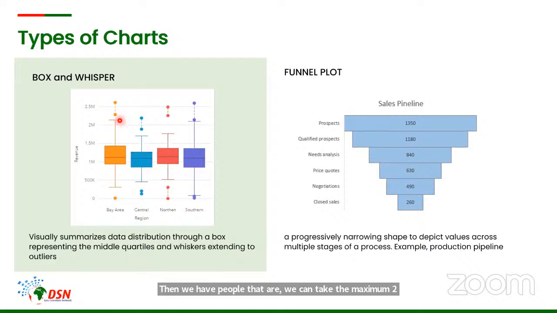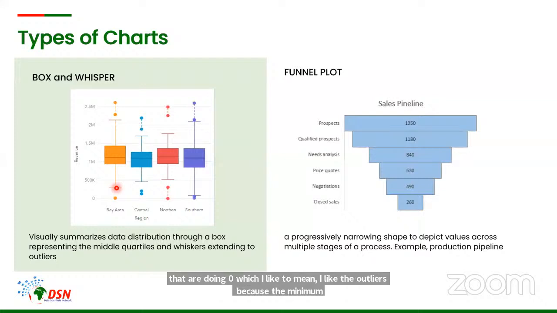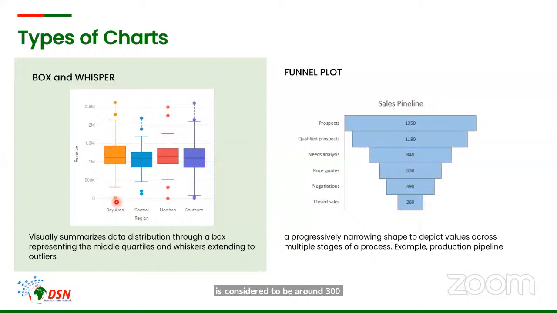If you have a maximum, and maybe let's say this is the revenue, there are some people that are doing very, very good and they shoot above the threshold. They are considered as outliers. Those are the ones that are doing like 2.8 million and the likes. And then there are also people that are doing zero, who are outliers too, because the minimum is considered to be around 300K. So those people that are doing zero are outliers.